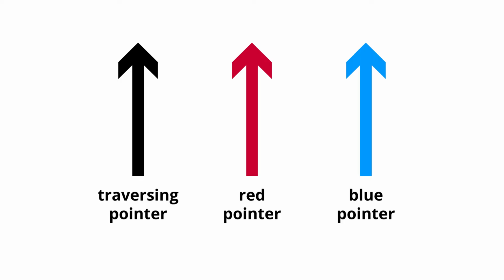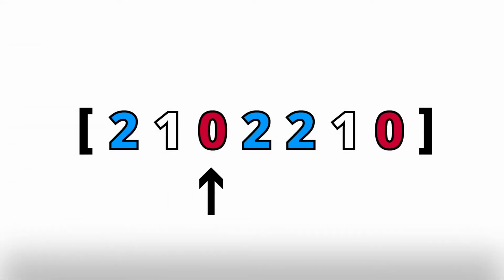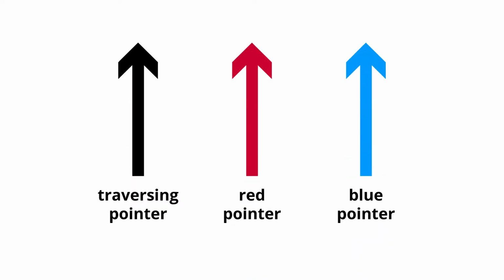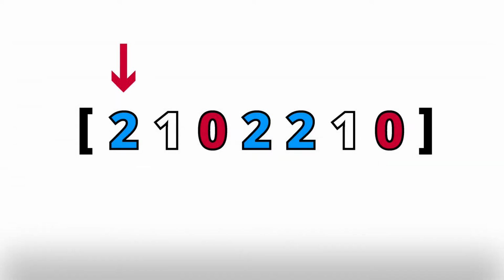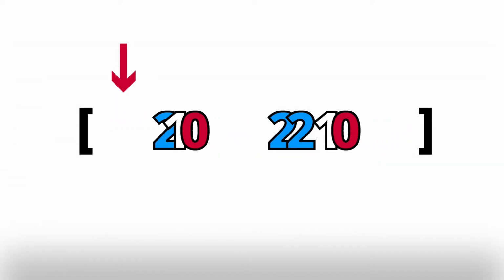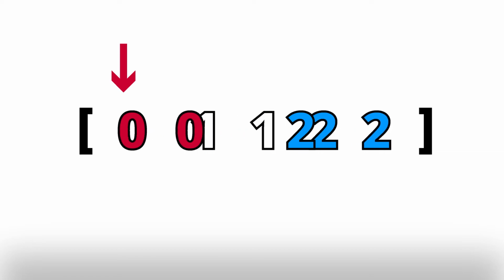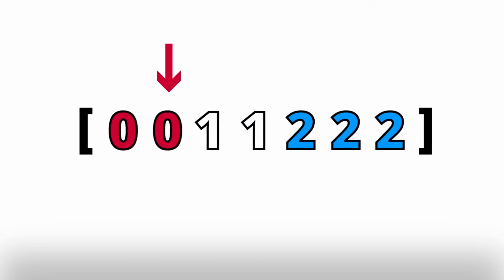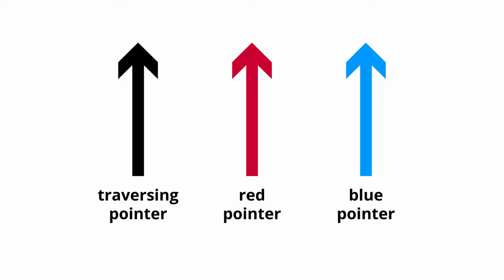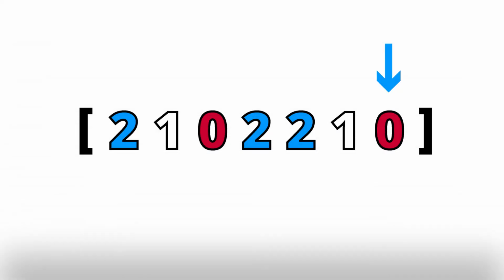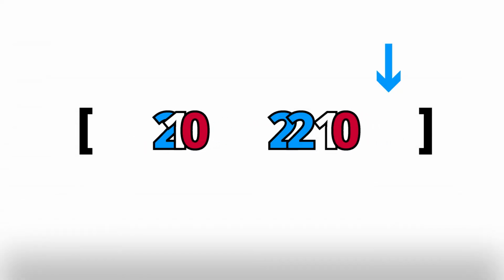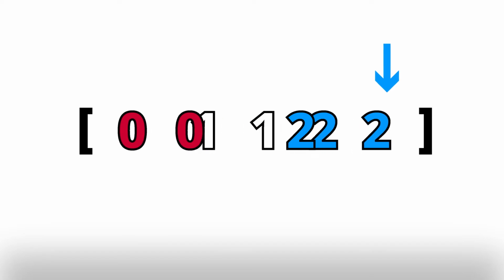What we can do is, we will use these 3 pointers. The first one is a pointer for traversing through the array starting from the left side till we finish the sorting. The second one is a pointer for keeping track of the red elements starting from the left side till we find out all the red elements. And the third is a pointer for keeping track of the blue elements starting from the right side till we find out all the blue elements.